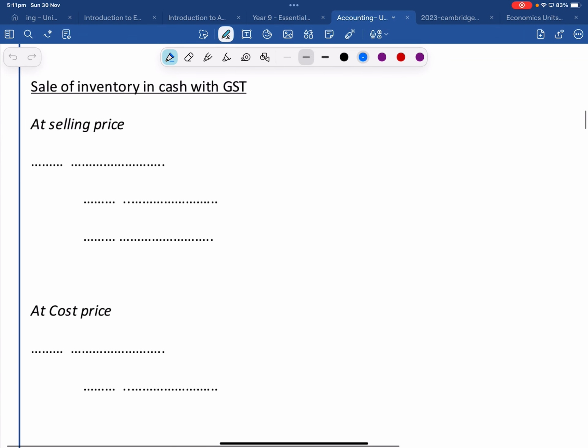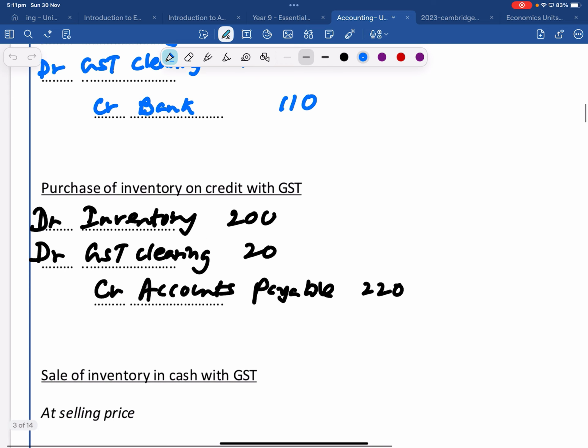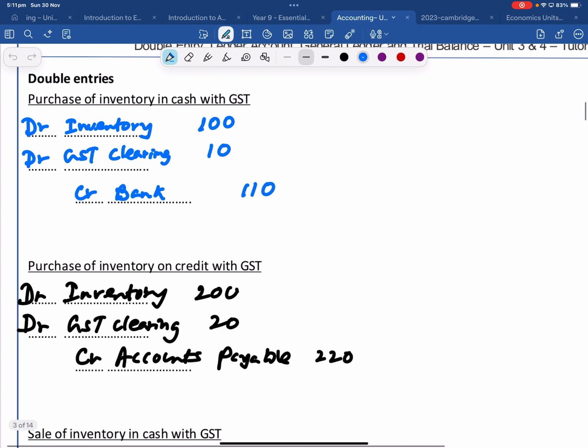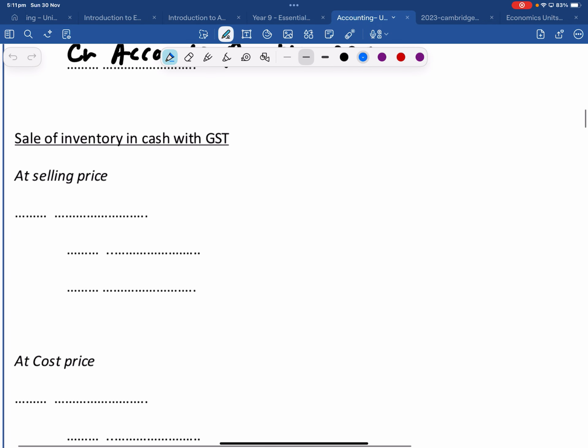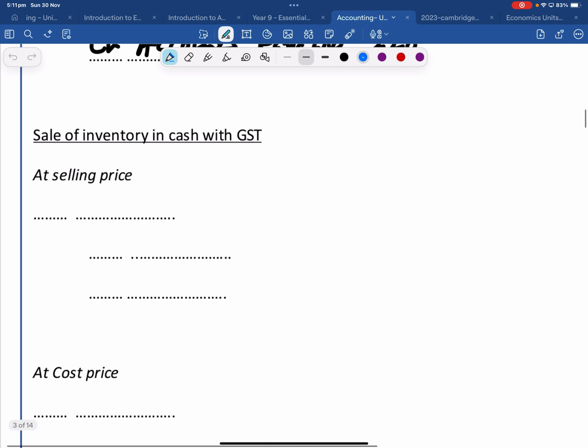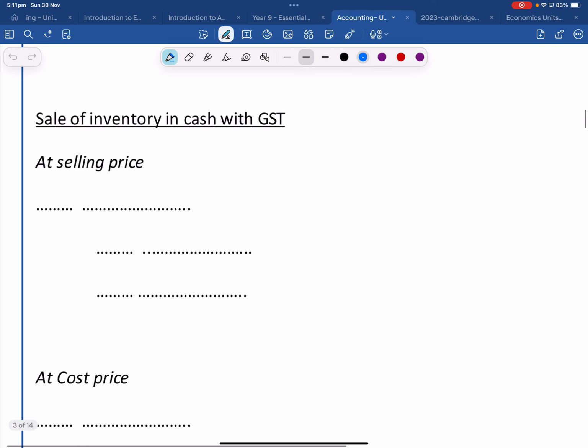All right. So sale of inventory in cash with GST. Remember last time we did purchase of inventory in cash with GST and that on credit. Okay. Right. So how do we do at selling price? The sale of inventory in cash at selling price firstly.